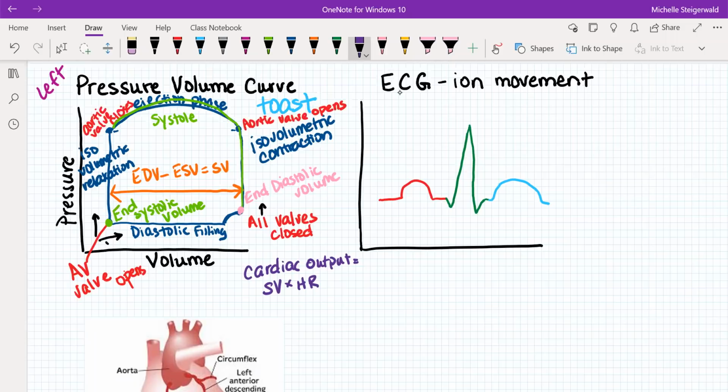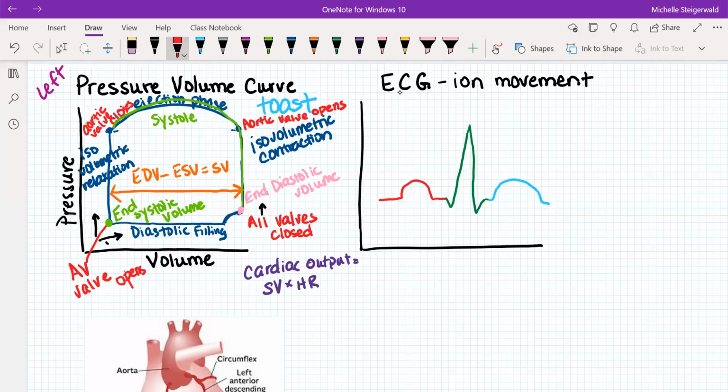Finally, what I want to show you is that you can see this ECG with ion movement, and you can overlay that onto the pressure volume curve so that you can see where these things are happening. So this is just going to tell you what ions are moving, not necessarily what direction. I know it throws people sometimes that the potassium efflux has a positive deflection, but this is based on running from a lead to a lead, and depending on what direction you're looking at. So positive deflection just means that it's running towards the lead that you're reading, and a negative deflection just means it's running the opposite direction. So it depends on where the leads are.